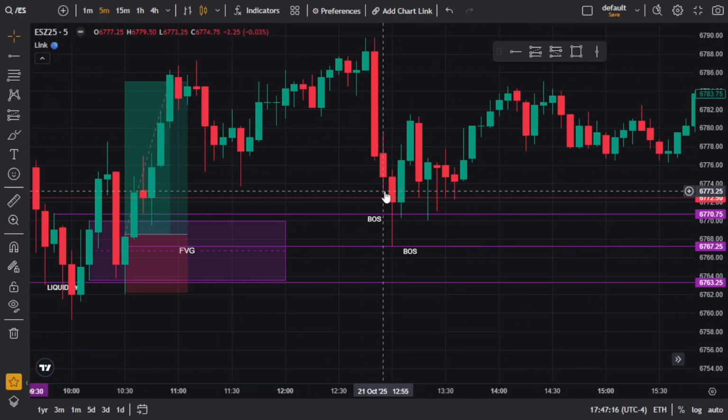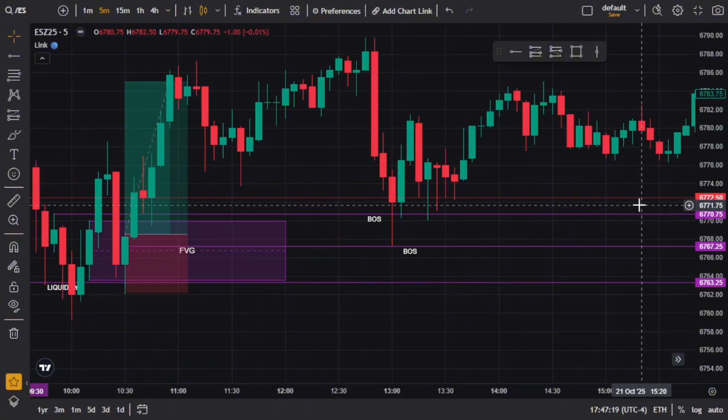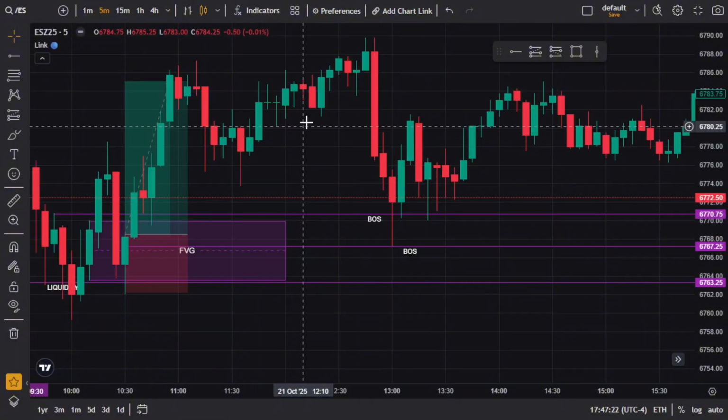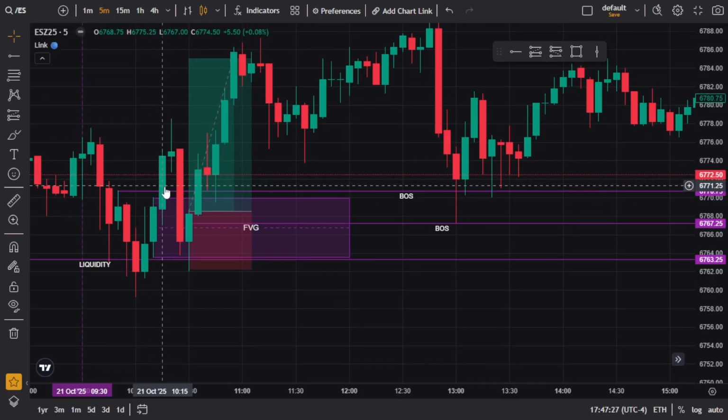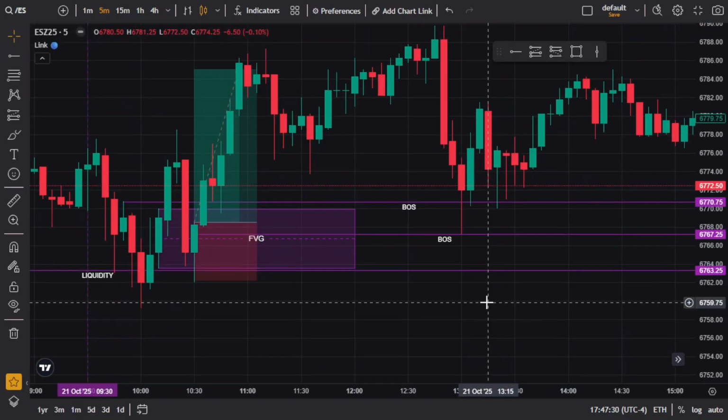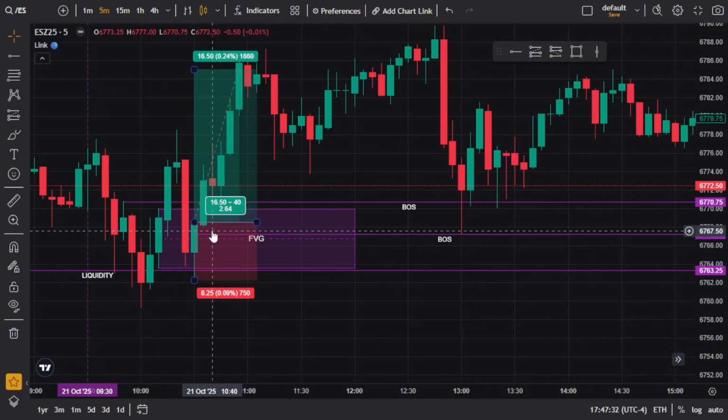We mark out the lowest point of that wick and the highest point of that wick, and that is our fair value gap. How you mark it depends on what the fair value gap is. In this case, I only marked it out to here. You can mark it out up to here. It doesn't matter at all. We just really want to see a breaker structure out of that zone, like what we did here.